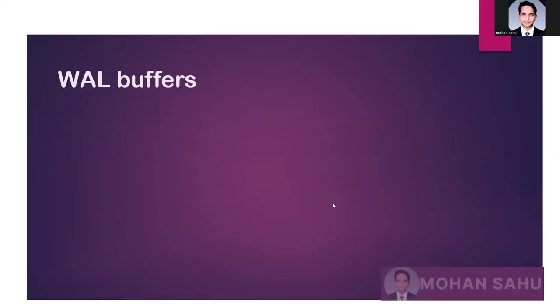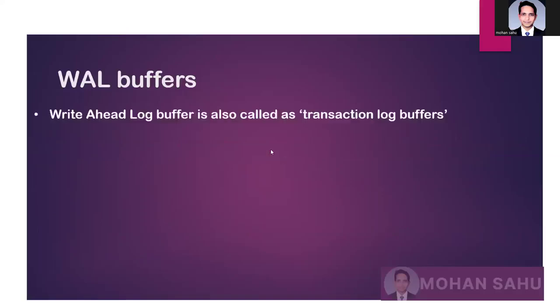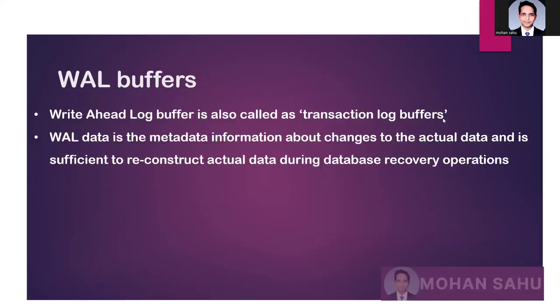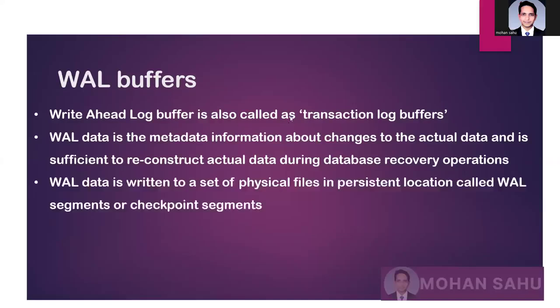Now the WAL buffers. WAL means write ahead logging. This write ahead log buffer is also called transaction log buffers. And this WAL data is the metadata information about the changes to the actual data. So WAL buffers will have all the transactions happening on that particular data block, and once a change is committed, it will be written to the WAL buffers, and from WAL buffers it will be written to the WAL files, right?